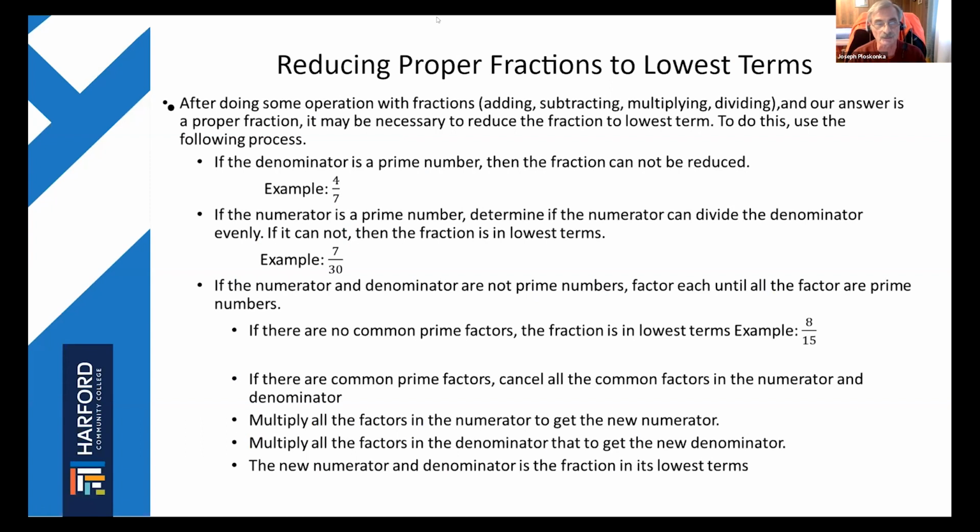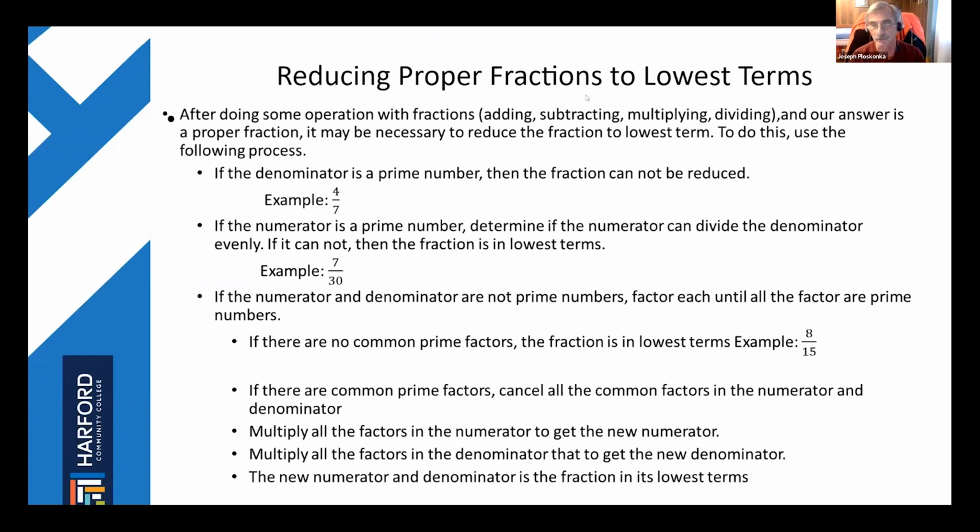To reduce fractions to lowest terms, typically after you do an operation, you're going to end up with either a mixed number or a proper fraction. And typically I go back and say, let's use our concepts of prime numbers. If the denominator is a prime number, then the fraction can't be reduced. I explained that to them. If the numerator is a prime number, then determine if the numerator can divide the denominator evenly. If it cannot, then it's in its lowest terms, okay?